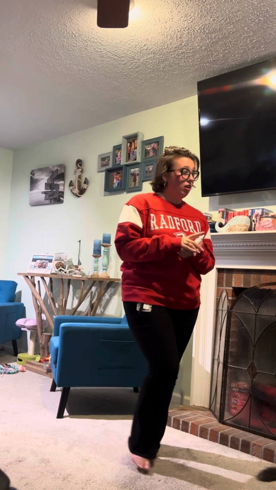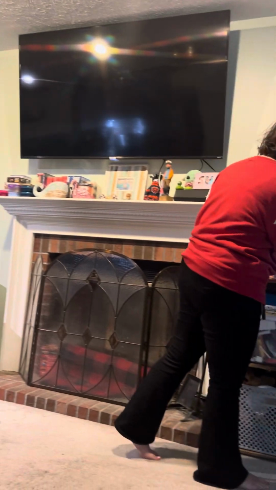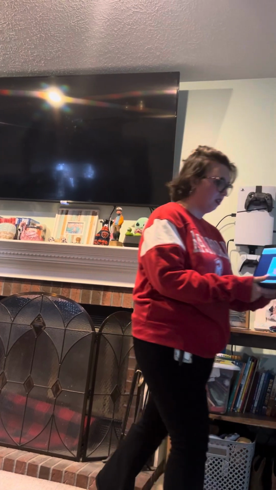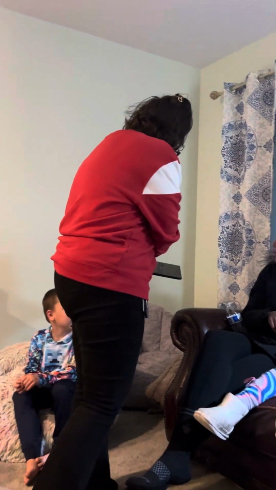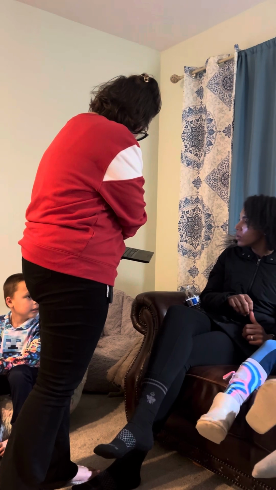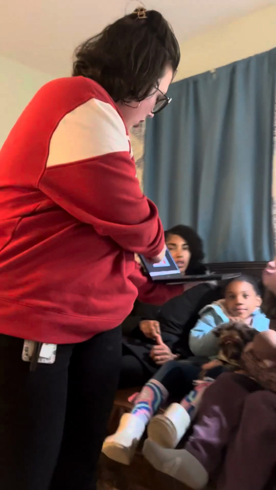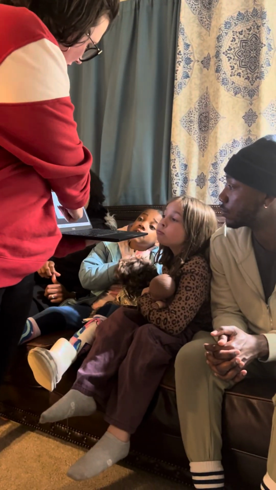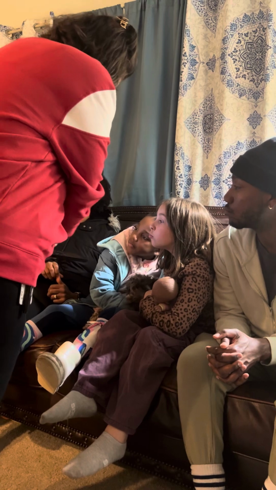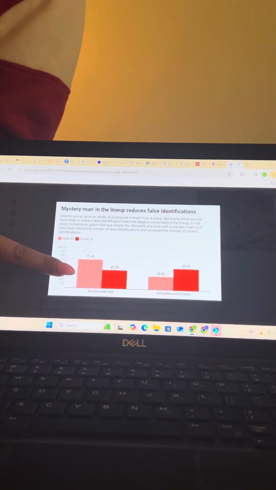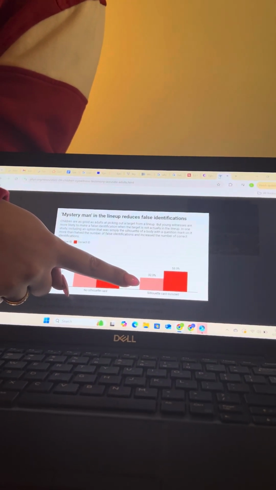This graph shows us how accurate that has proven, how it makes the statistic better, I guess. This one is without the silhouette, so 71% misidentified, and then 32% with it. 71% misidentified without the silhouette card, and then 32% misidentified with the card.